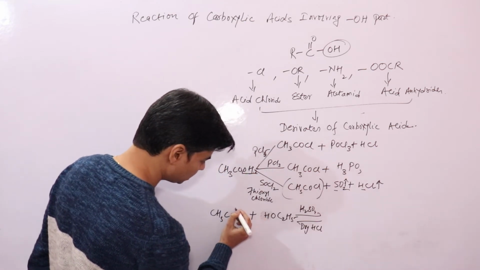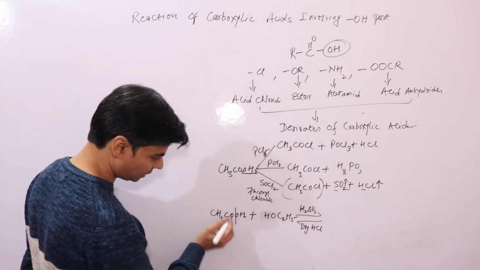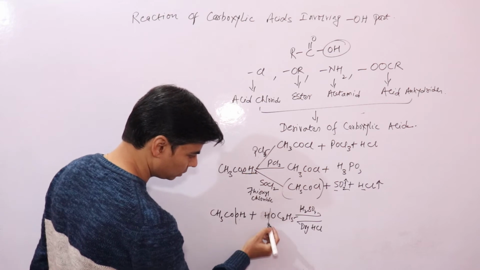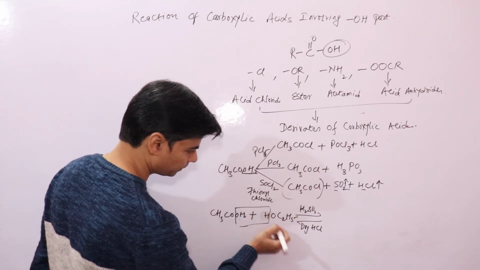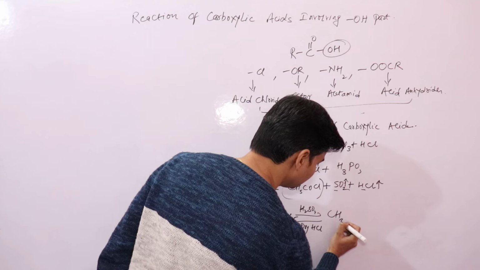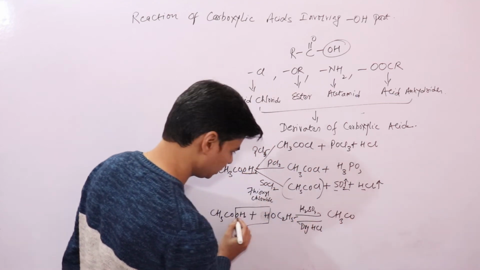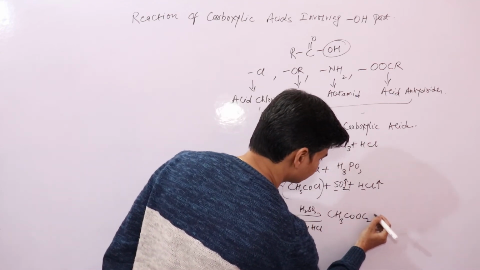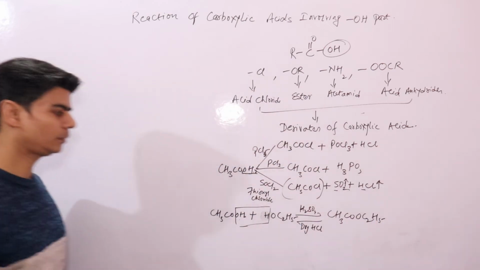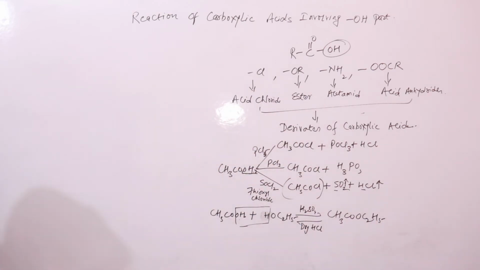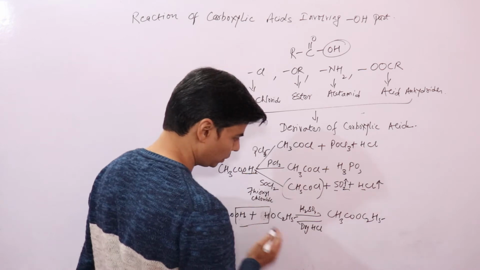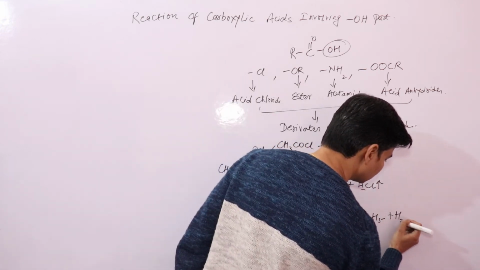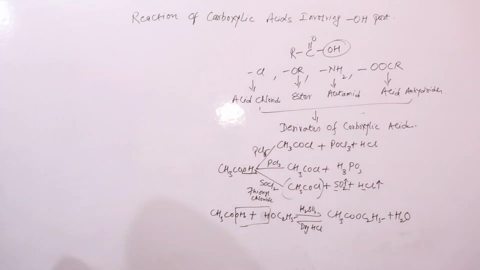So what it forms is that the OH of this acetic acid is replaced by this alkoxy group. What it will form is this ester, plus H and OH will form water. I hope this is clear, and make sure you understand that this is a reversible reaction.